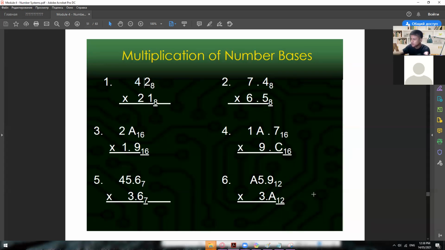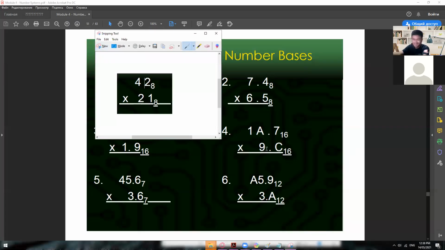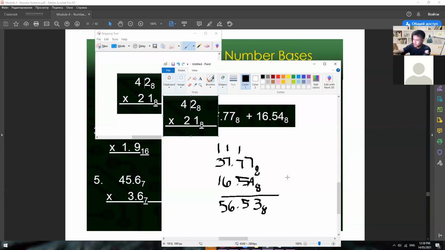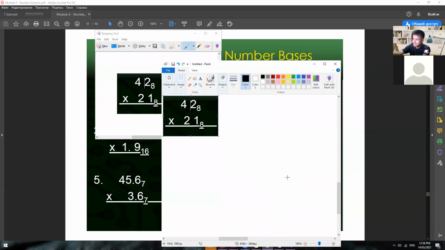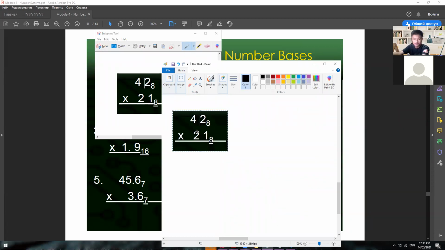All right. So I'm not convinced, so let's just answer this one. Let me show you how it's done. So again, you cannot multiply this one as is. You have to convert this one into binary.